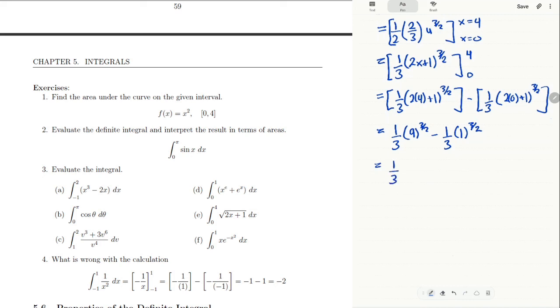So 9 to the 3/2 is the same as the square root of 9 cubed. So we have the square root of 9 to the power of 3. And 1 to the power of 3/2 is still 1. The square root of 9 is 3. And 3 cubed is 27. So 27/3 minus 1/3 leaves us with 26/3.